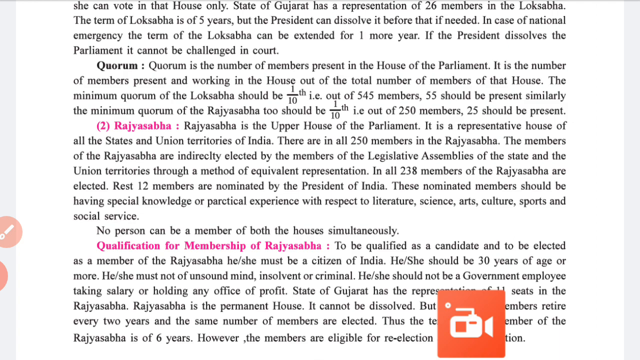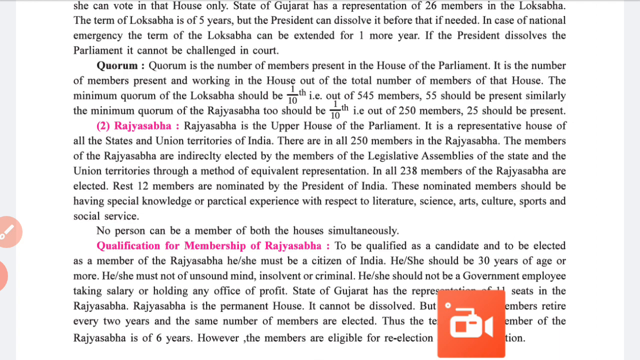Lok Sabha is not a permanent house. It is a representative house of all the states and the union territories of India. Rajya Sabha is a representative house of all the states. There are in all 250 members in Rajya Sabha. The members of Rajya Sabha are indirectly elected by the members of Legislative Assembly.